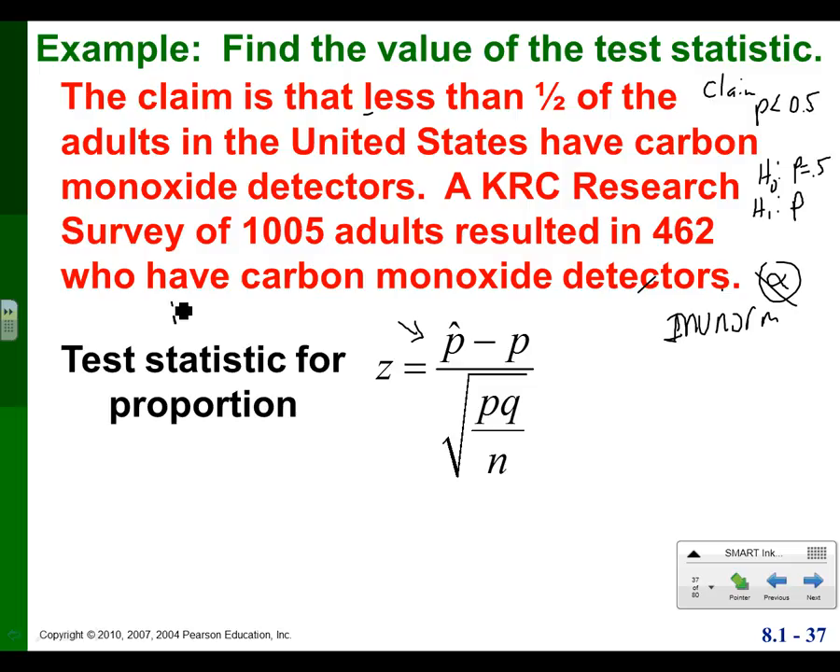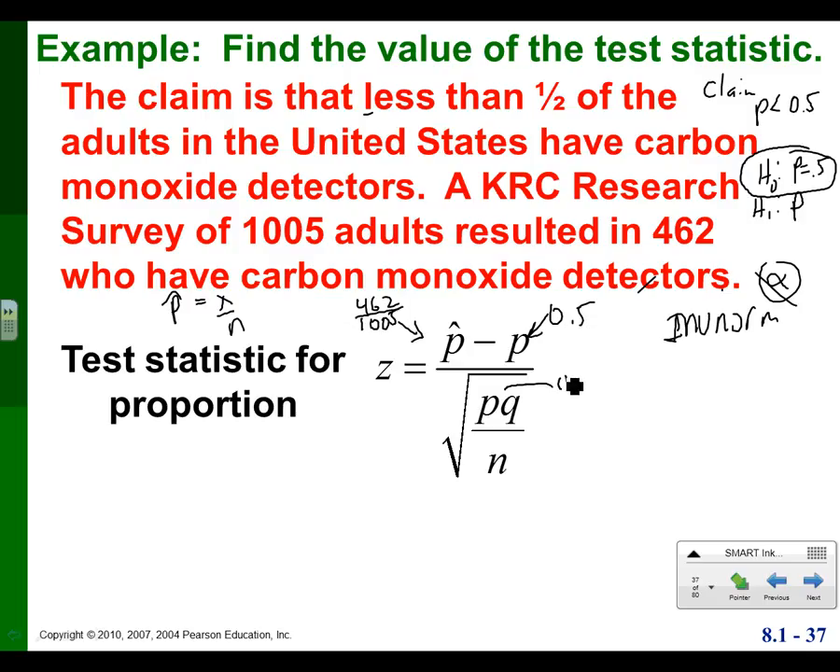Remember, P hat equals x divided by n. How many is our sample? 1005. How many have the carbon monoxide? 462. What's our population proportion? What do we say in our alternative hypothesis? 0.5.